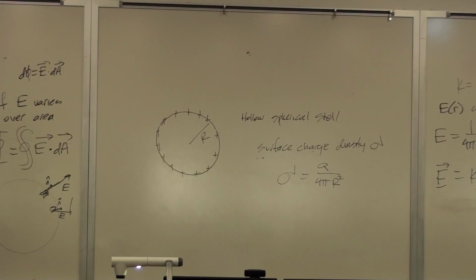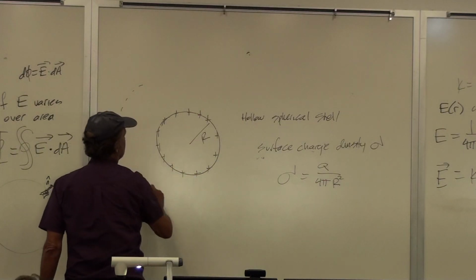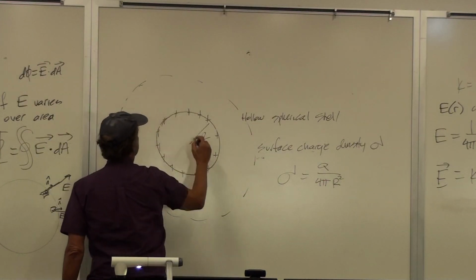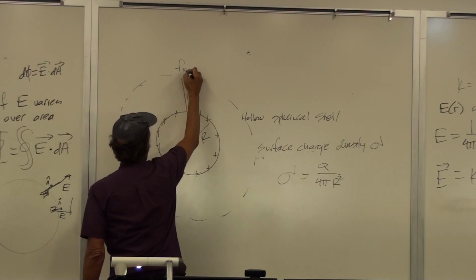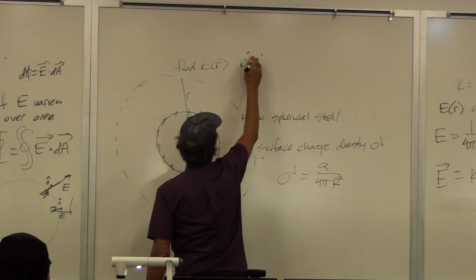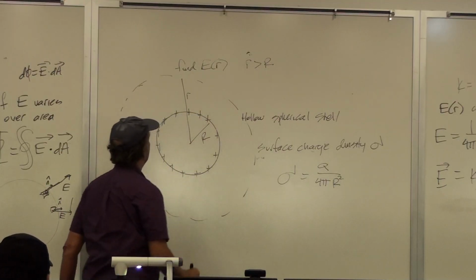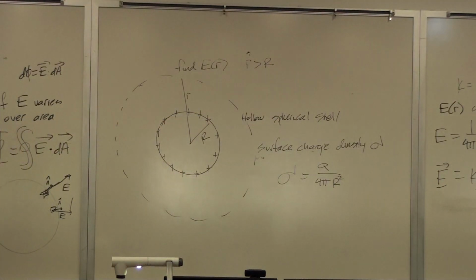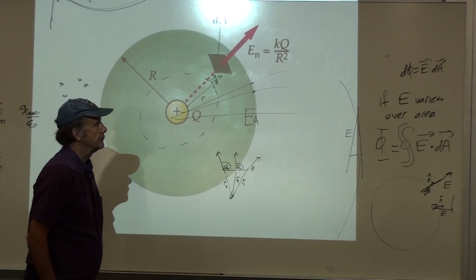So we have this hollow spherical shell. And let's find the electric field outside of the shell, where our distance is farther away from the shell than the radius of the shell.